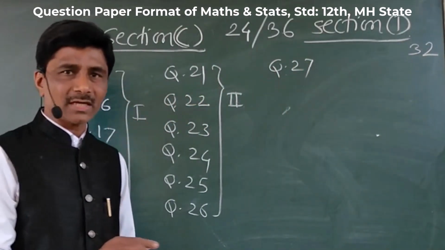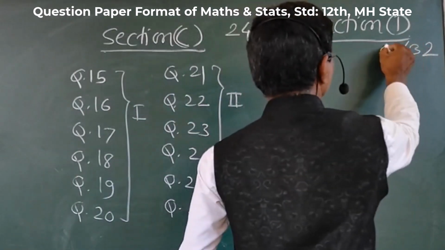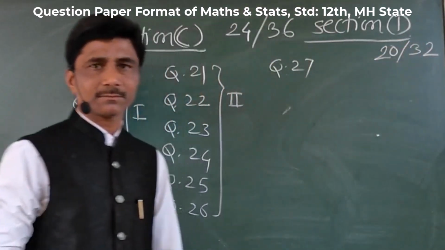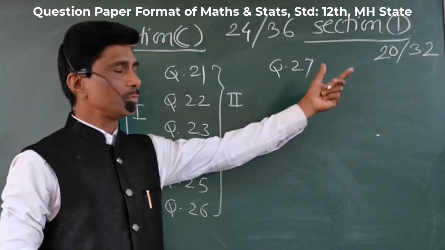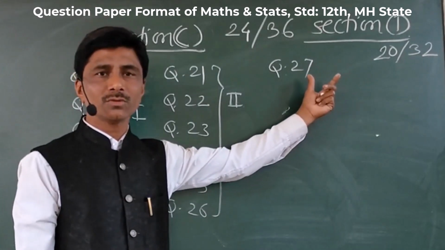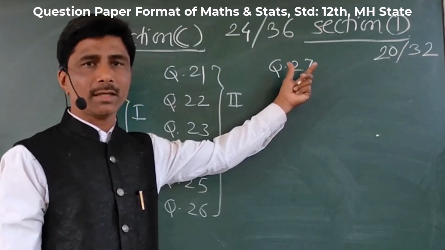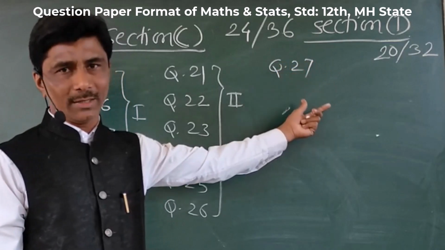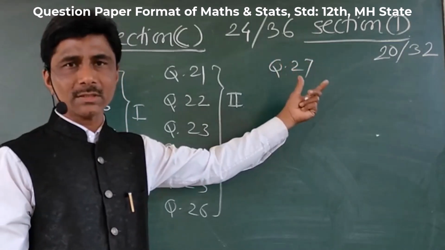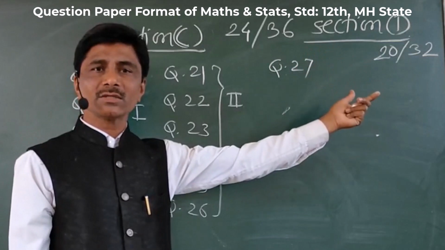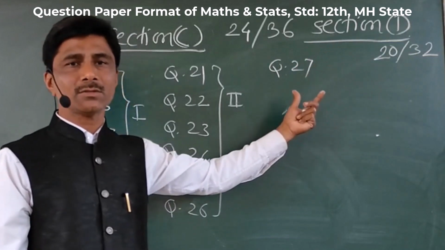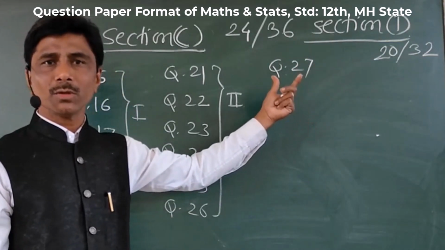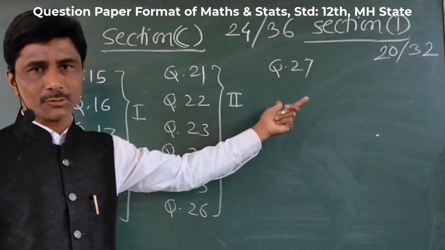And compulsorily you have to solve 20 marks of questions. Means out of 32 marks you have to solve any 5 questions, that is for 20 marks. मीन्स आपको 32 मार्क्स के क्वेश्चन में से 20 मार्क्स के क्वेश्चन यहाँ सॉल्व करने पड़ेंगे. So you get a better option in this case also.